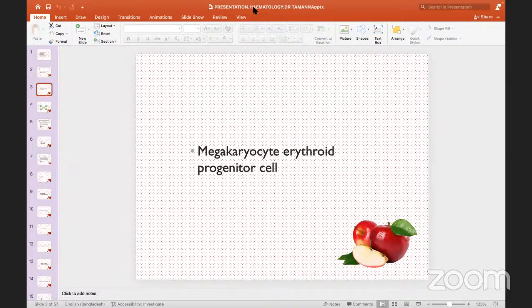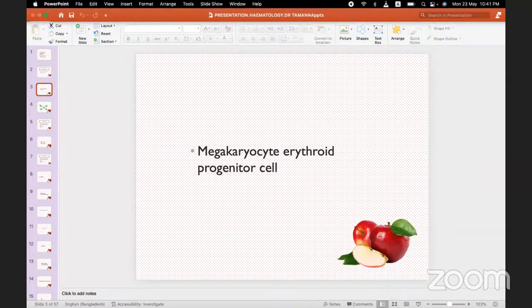Is that clear? You have to know in which part of the MRCPCH exam this question will come. This type of question, very basic, will come in TAS. It will come in TAS, asking from which part of the cell line the RBC is coming from.